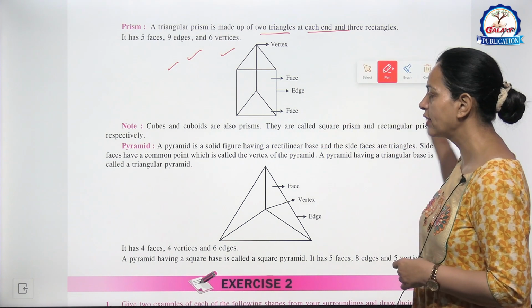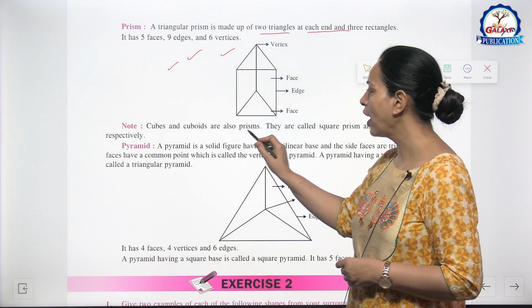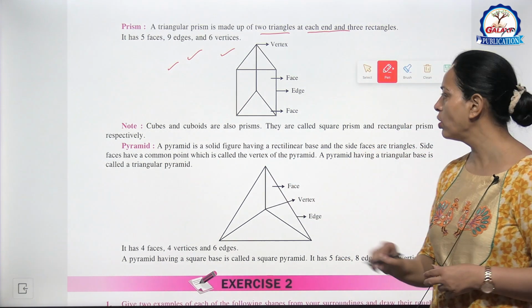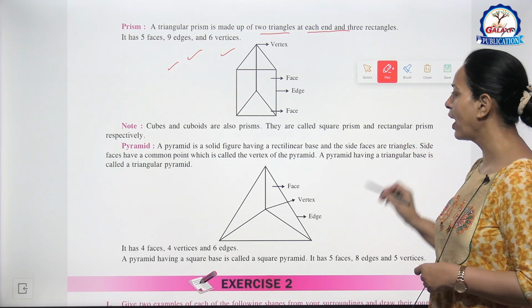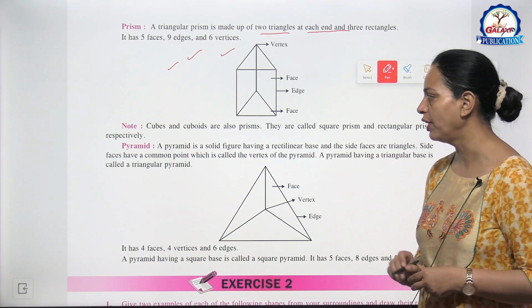Now one point is given. Cubes and cuboids are also prism. They are called square prism and rectangular prism respectively.